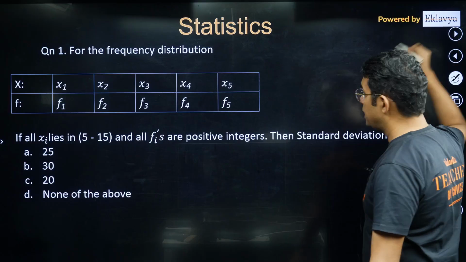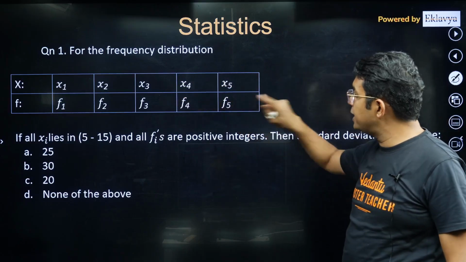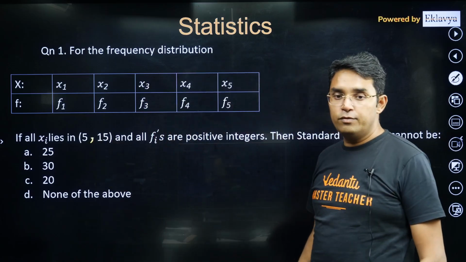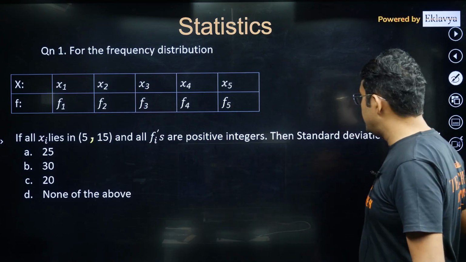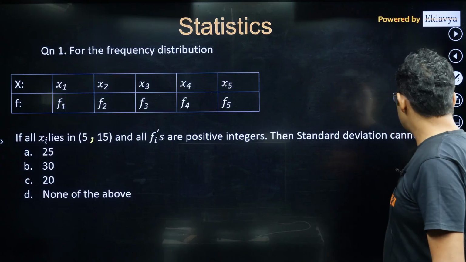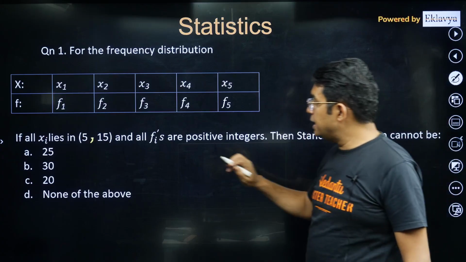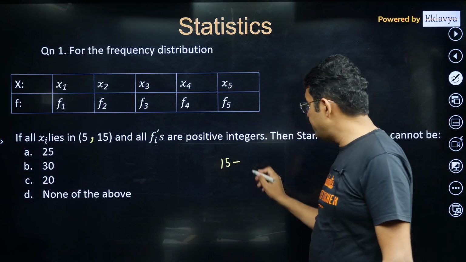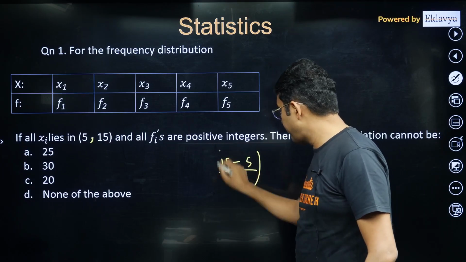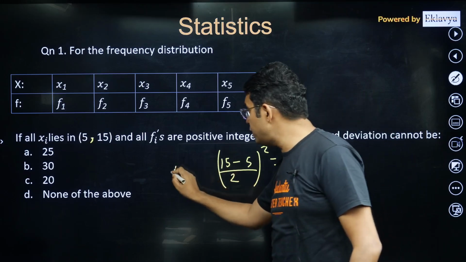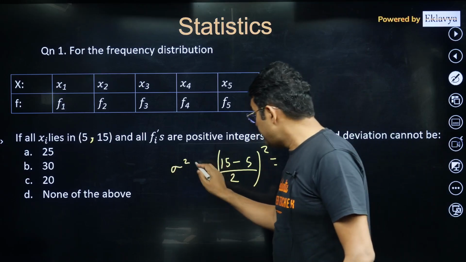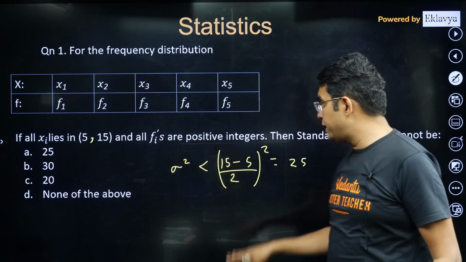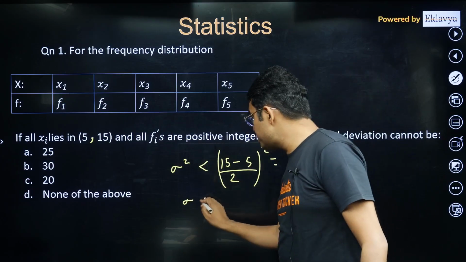Okay, I have one question based on that. Please see. Suppose you are given this frequency distribution x1, x2, x3, x5. Now all xi lie in the range 5 to 15, and all the frequencies are positive integers. Now they are asking which standard deviation cannot be. Because all the data goes from 5 to 15, the maximum possible variance can be ((15 minus 5) by 2) whole square. That will be 25. In fact, sigma square has to be strictly less than that, because 5 and 15 both come with open brackets. So sigma square should be less than 25, so the standard deviation should be less than 5.